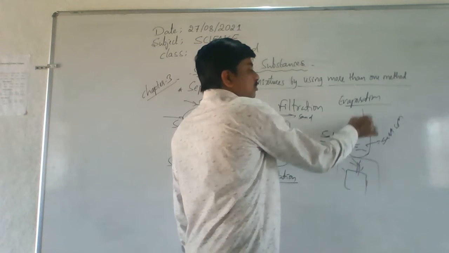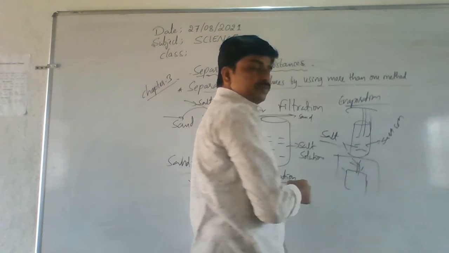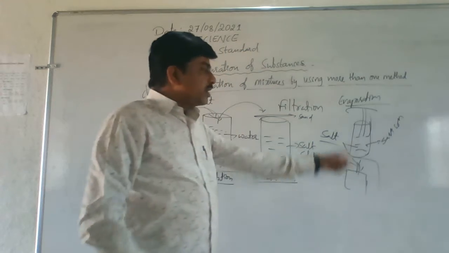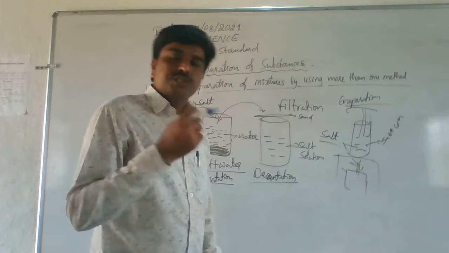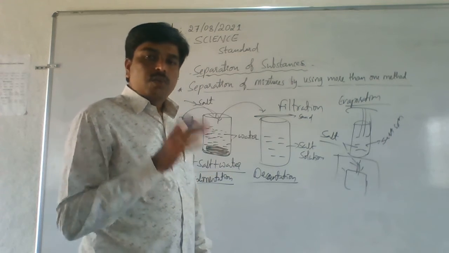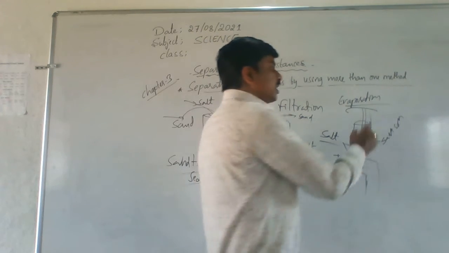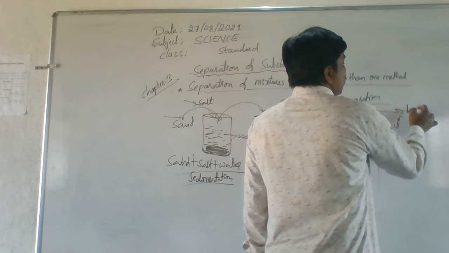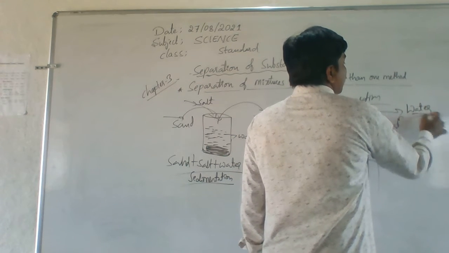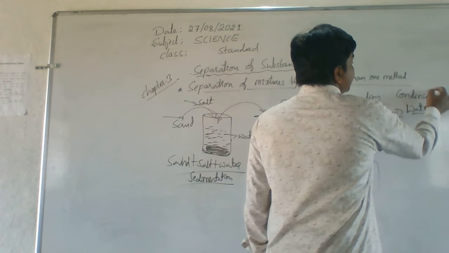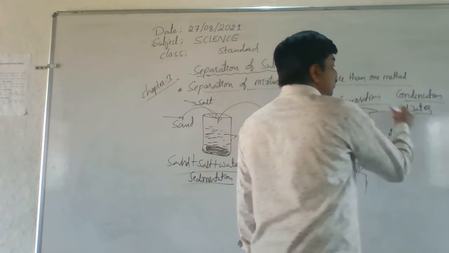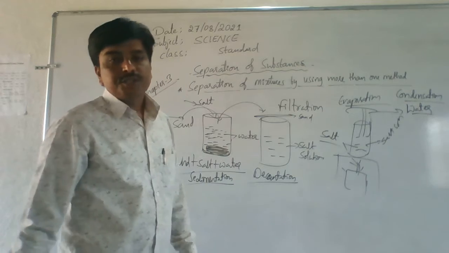So when vapor comes out, just cool it. When water vapor comes out from that beaker, just cool it. That process we call condensation. Yes or no? When you cool the water vapor, that again turns to what? Water, liquid water. What method are we using here? Condensation. This method we call the condensation method.